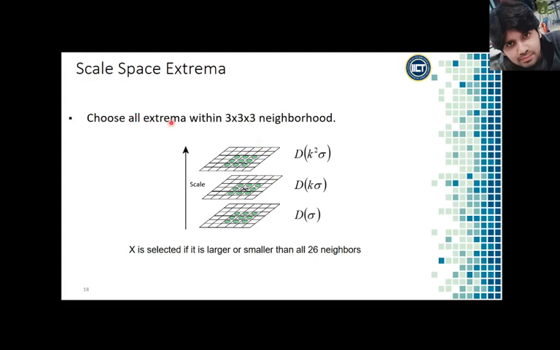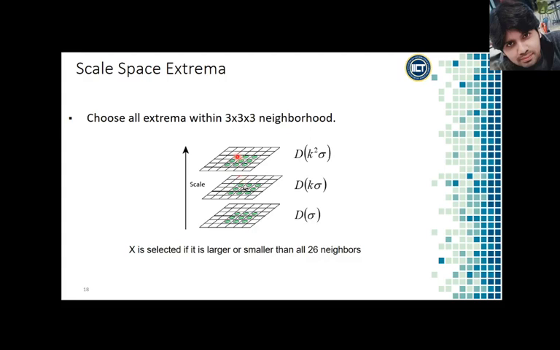So what we can do is choose the extrema within our 3 by 3 by 3 neighborhood. In this case, this x is selected if it is larger than all other 26 neighbors, or if it is smaller than all other 26 neighbors. So it's like computing a maxima or a minima.